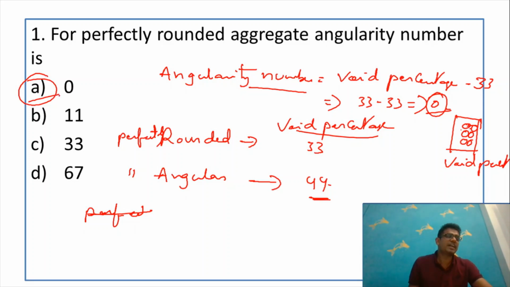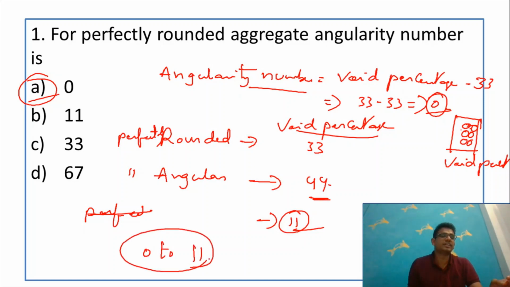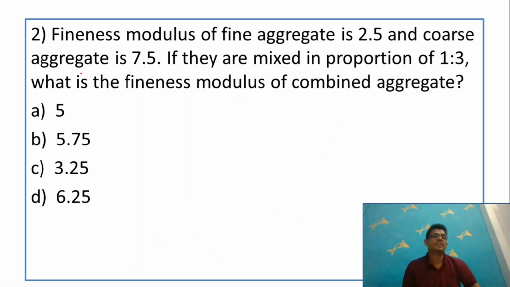Suppose if they mention perfectly angular aggregate, then what will be the angularity number? 11. So this angularity number varies from 0 to 11 totally. So that's the range of the angularity number. 0 represents perfectly rounded aggregate, 11 represents perfectly angular aggregate. That's the point.